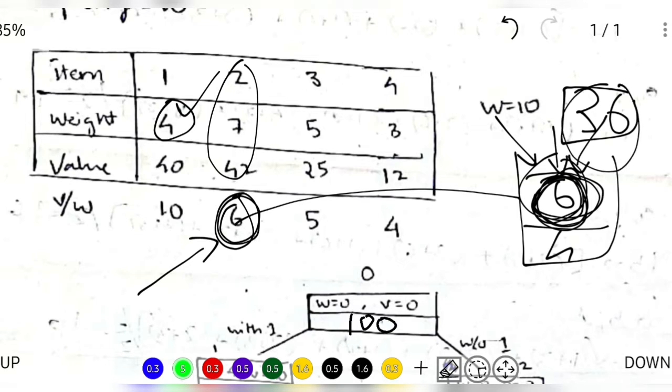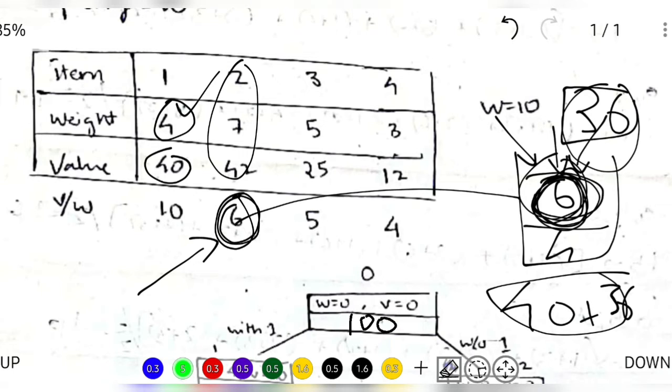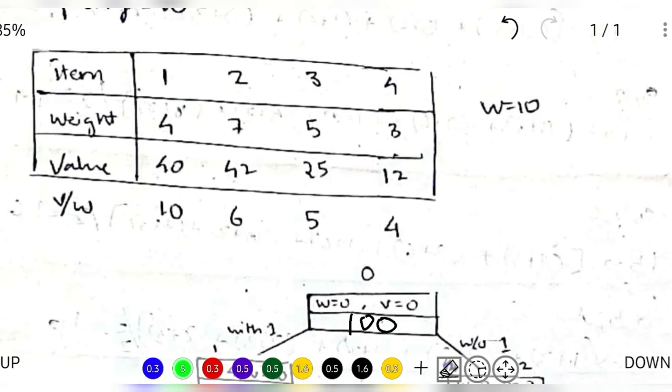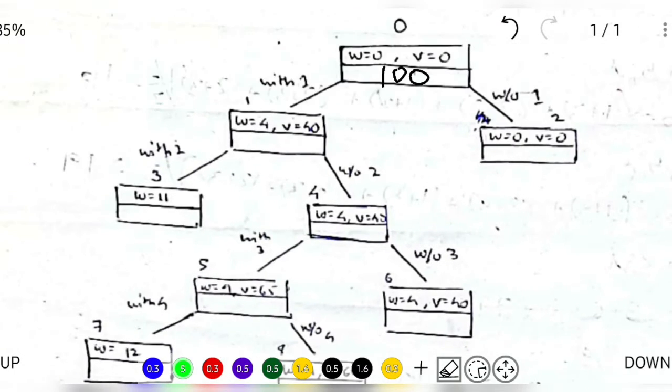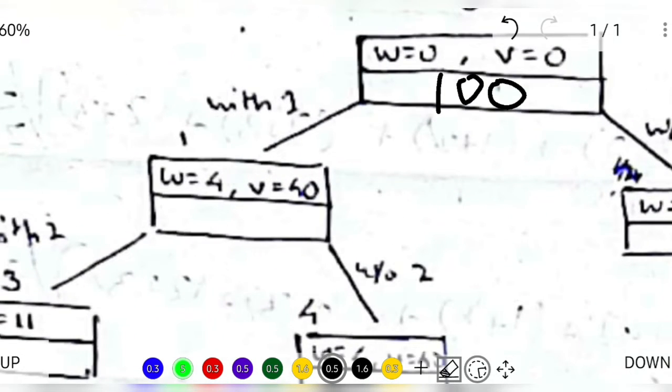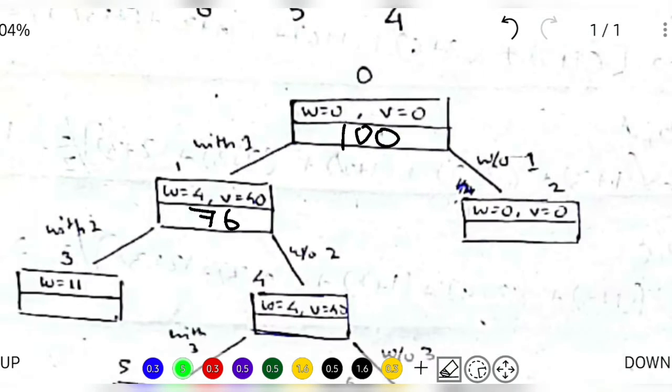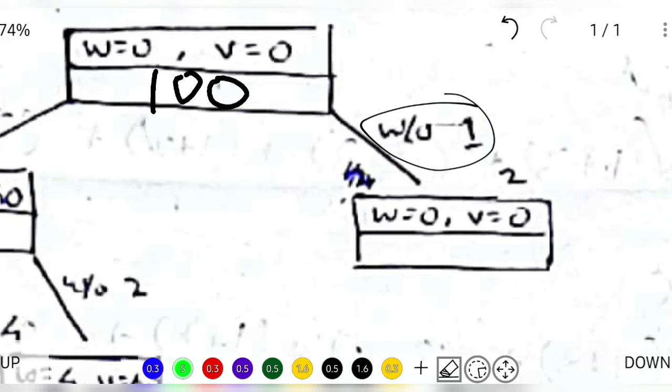Okay, so I'll get 36, and initially I got the profit as 40 by including object 1. So 40 plus 36 will give me the maximum profit possible by including object 2. So that will be writing here 40 plus 10 minus 4, 6 into 6. That I'll get 36 plus 40, 76. So 76 I'll be noting down here. Okay, this is 76.